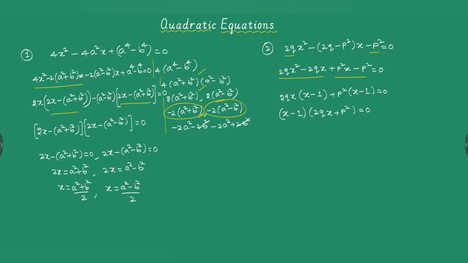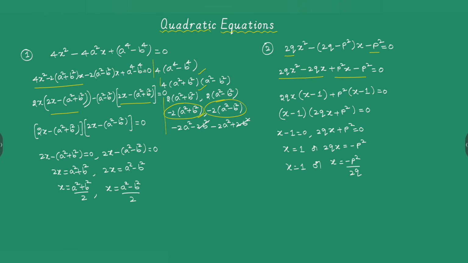From this, one time x minus 1 is equal to 0, or 2qx plus p square is equal to 0. From this x is equal to 1, or 2qx is equal to minus p square. So x is equal to minus p square by 2q. These two are the answers. One is x is equal to 1 or x is equal to minus p square by 2q. Hope you understood these two problems.